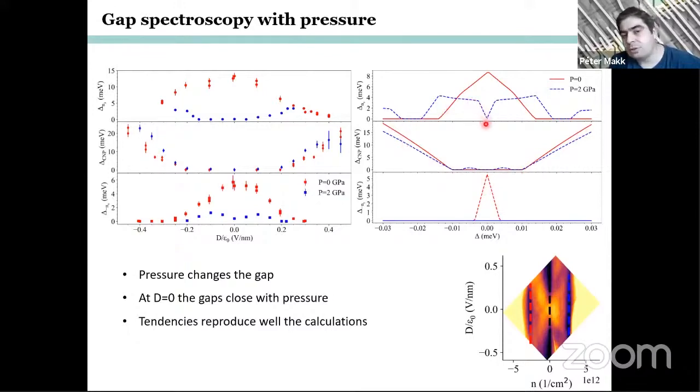And with pressure, you also see that at zero displacement field, the Moiré band gaps are closed. I think on the hole side, it's clear that you don't open this band gap up with the displacement field, which matches what we see. Here you expect to open up this band gap on the electron side quickly, which we don't see. At higher electric fields, we start to open it. So this is something which quantitatively doesn't match our experiment.